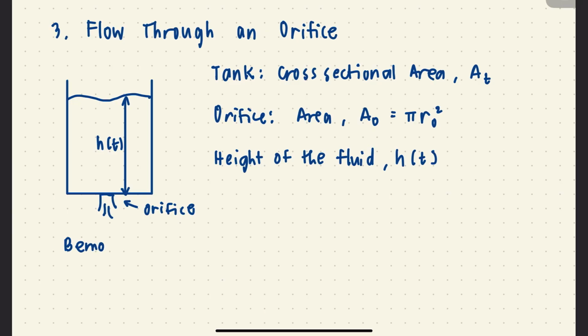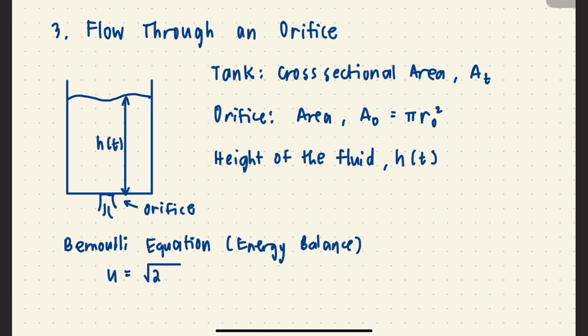So in our Bernoulli equation, where we solve for the energy balance, this simplifies to u is equal to the square root of 2gh, where u is your velocity of the fluid, which is dependent on the height.